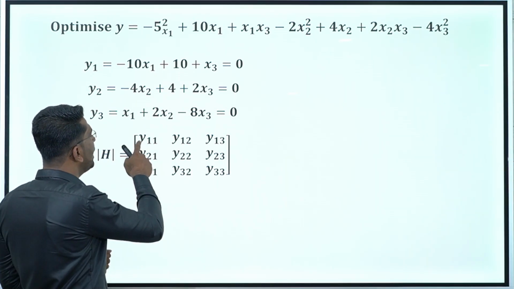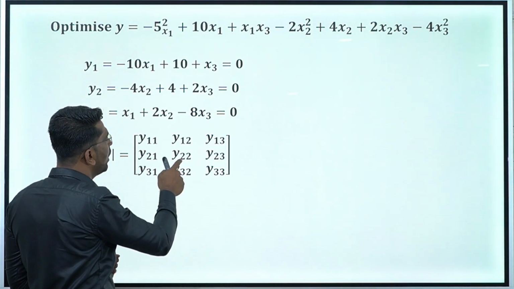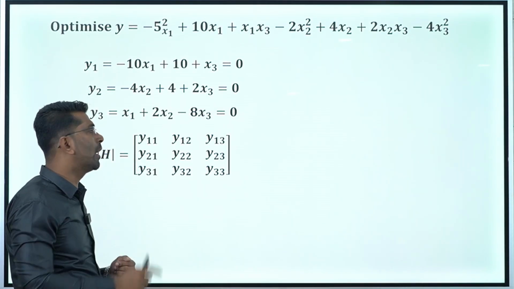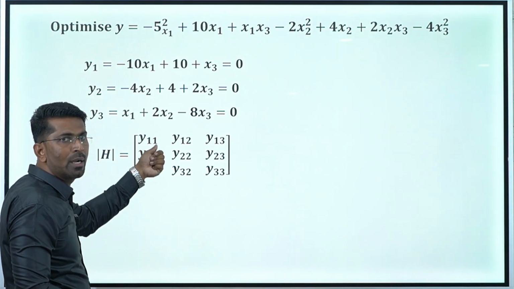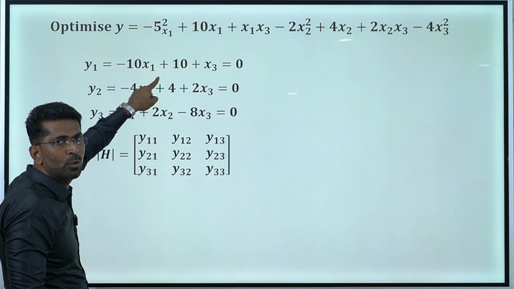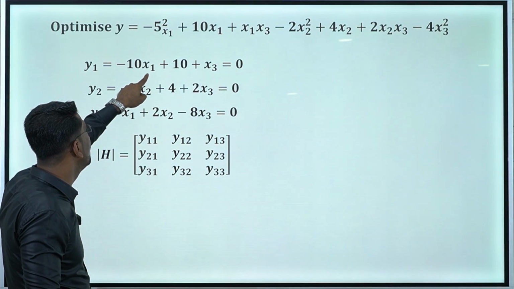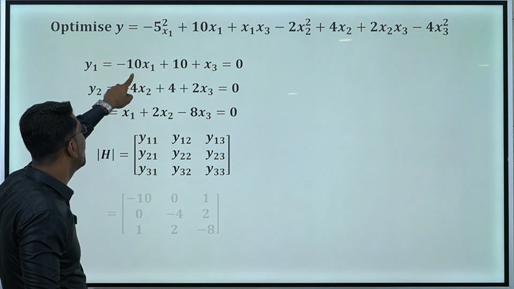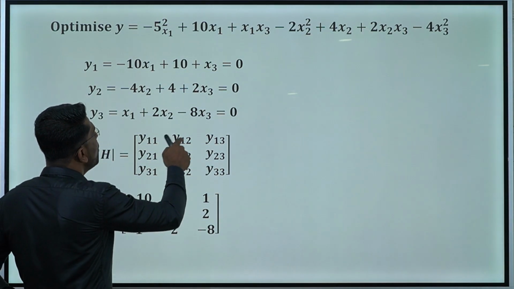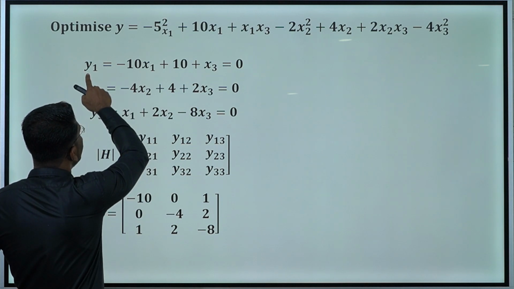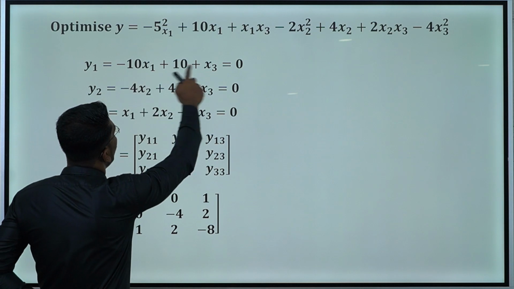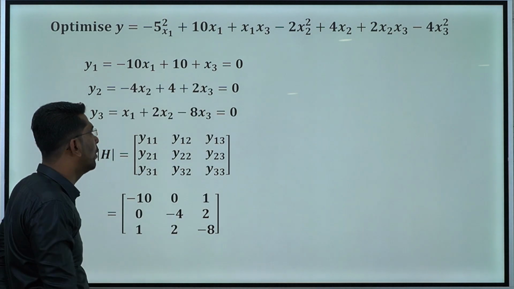So here the principal diagonals are y11, y22, y33. All these are the direct partial derivatives. So what is y11? We are again going to differentiate y1 with respect to x1, which is equal to minus 10. I am writing it as minus 10. Similarly, y12, that means I am going to take the partial derivative of y1 with respect to x2. There is no x2 term here, so it will become 0.